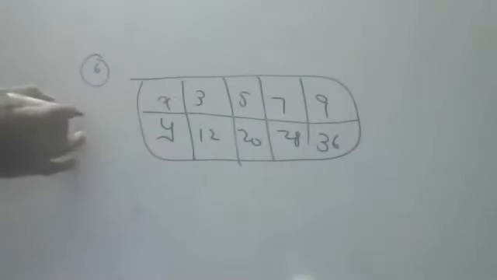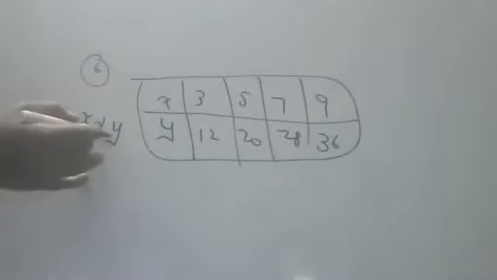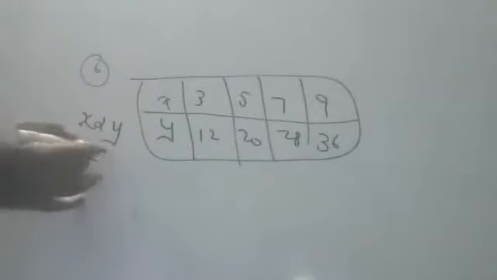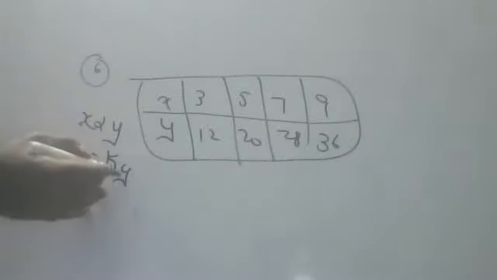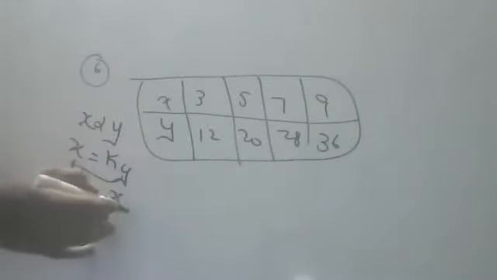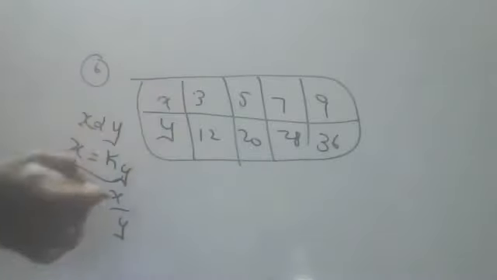Yesterday I was telling you, in direct proportion, x is directly proportional to y. On removing the proportionality sign, you have to keep a constant k, where k is called the constant. What is k? It is x by y. If you find x by y, you will get the constant.